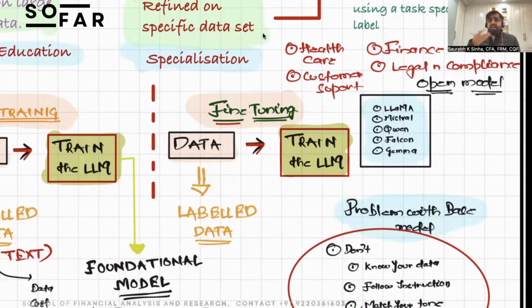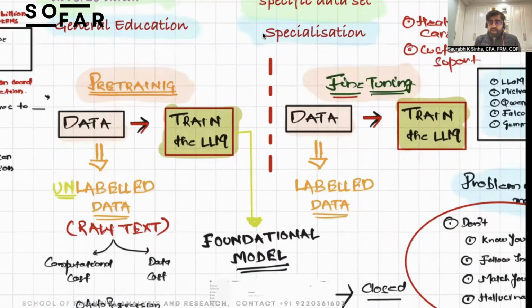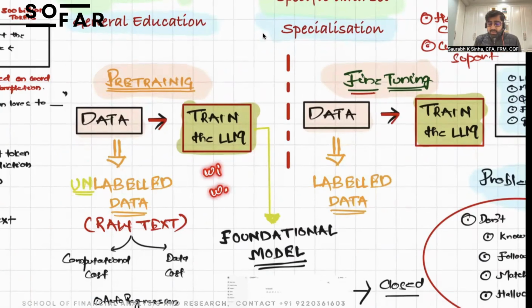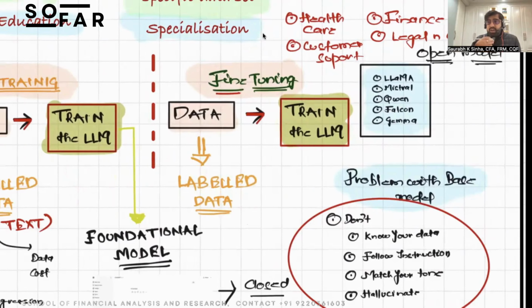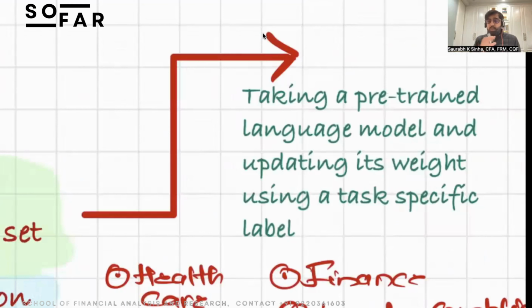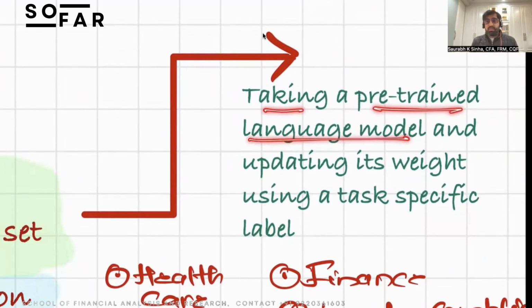Now, when the model is being trained, what is actually happening? When the model is training, what are they doing? They are assigning weights to different parameters. When you are actually doing fine-tuning, these labeled data are actually going into the model and changing the weights in the model. So if I want to define in one line what fine-tuning is doing, it is taking a pre-trained foundational model or base model and updating its weights using task-specific labeled data and also instruction.